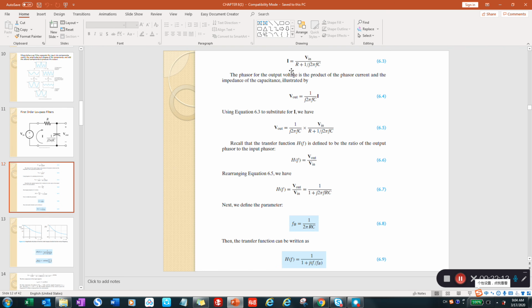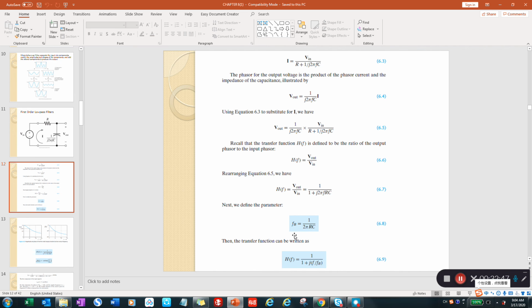So here you can see the current will be equal to the input divided by R plus the impedance of the capacitor. Then the output will be equal to the impedance of the capacitor multiplied by the current, so that we can figure out what the output is. And the transfer function is equal to the output divided by the input. Then we can figure out what the transfer function is.